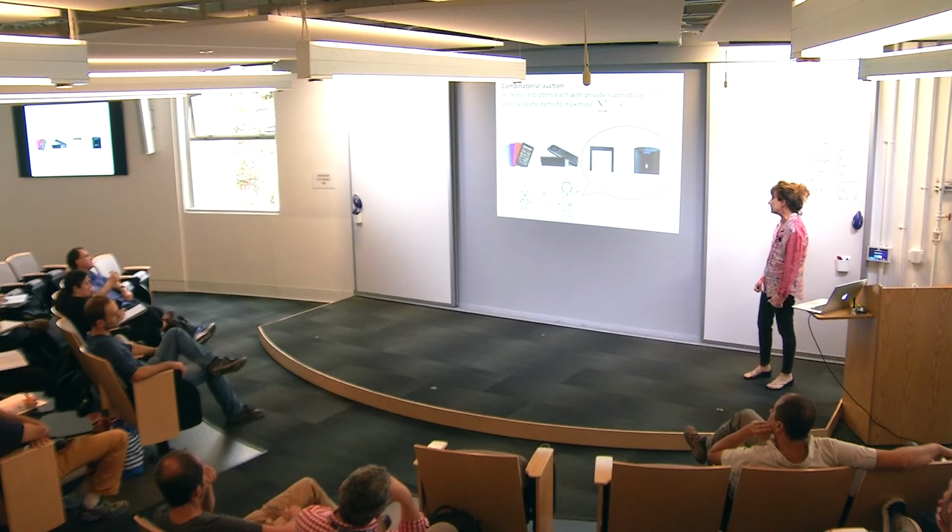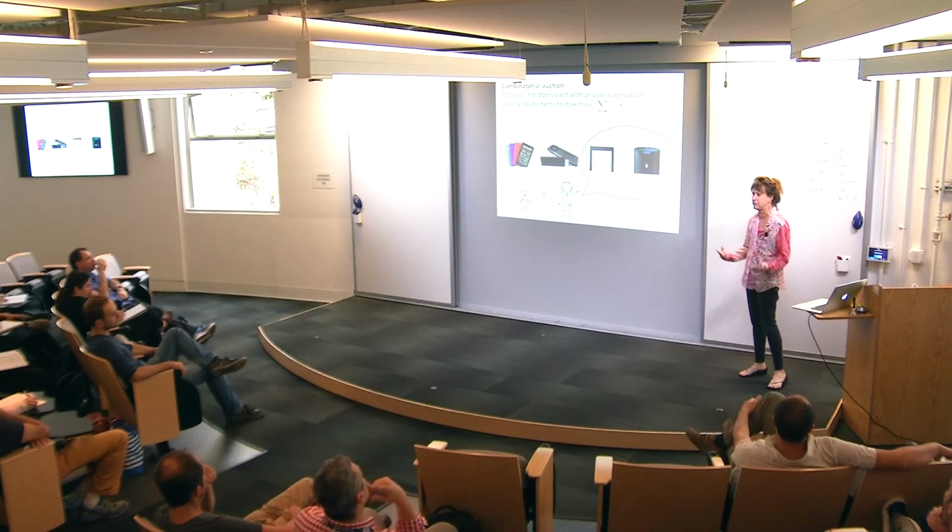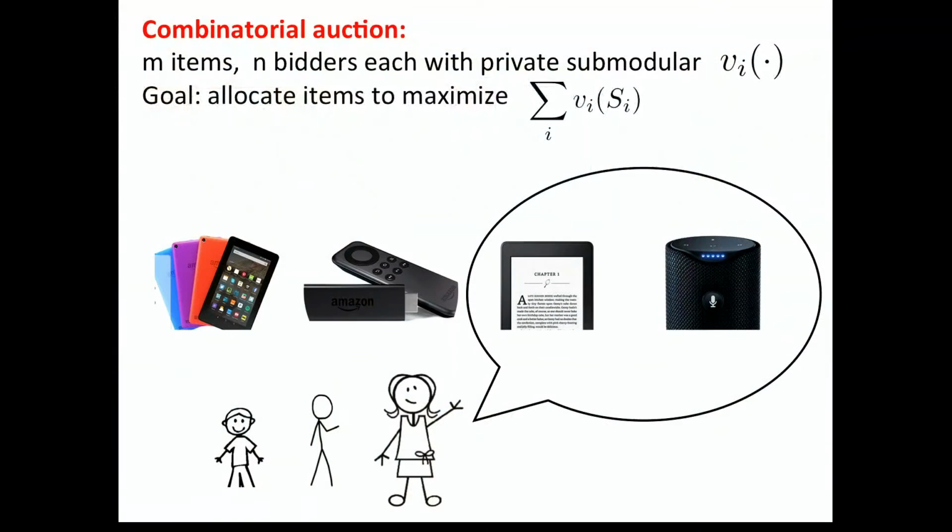And suppose that the goal of the auctioneer is to allocate items to implement the max function. So the auctioneer wants to choose which subset of these items to allocate to player 1, which subset to player 2, which subset to player 3, so as to maximize the values that they get.